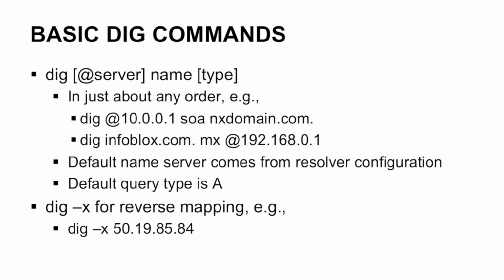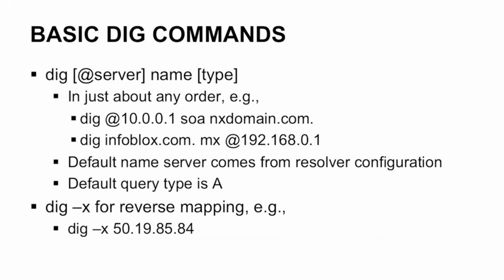Dig's basic syntax is very simple. Dig @ some name server, domain name, and type. But you can vary the order of the arguments to your heart's content, which is really handy. Dig always knows you're specifying the server to query when you type the @ sign, followed by a domain name or an IP address, and there's almost no overlap between record types and legal domain names, except for TLDs like Mexico's MX, and I'll tell you how to deal with that.